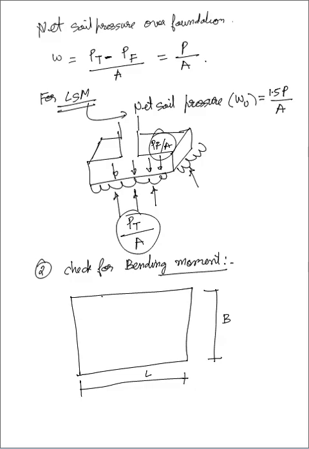Now next step, they have given me the size of the column also. So inside it is the column. The column dimensions are small a and small b. Don't get confused between capital B and small b. Small b is the dimension of the column and capital B is the dimension of the actual foundation. So capital L, capital B. Now here one thing which you should remember is that you have to take the critical section.